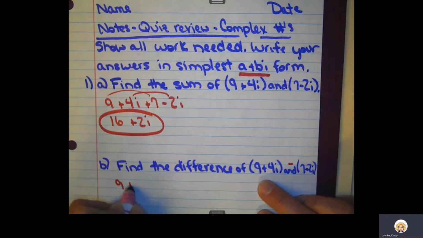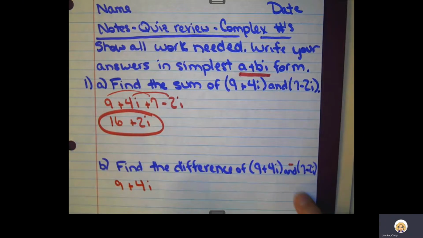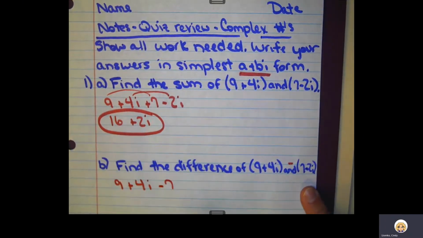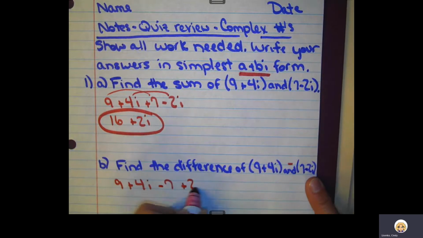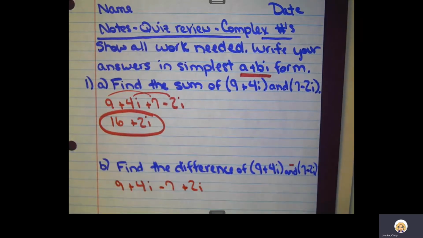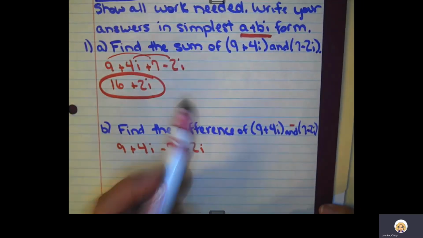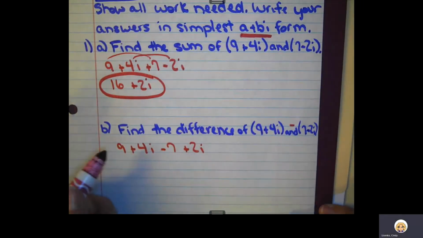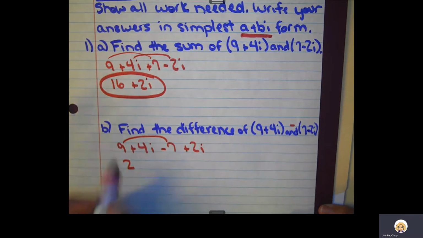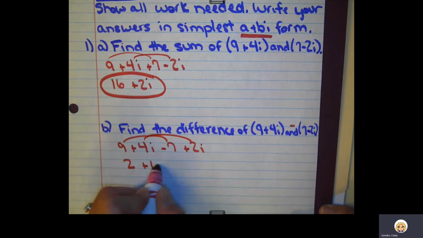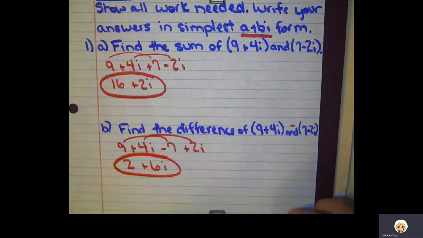So we're going to rewrite it like we did above. So 9 plus 4i. And now I'm changing the sign. So instead of a 7, it becomes minus 7 since I'm subtracting. Instead of minus 2i, it becomes plus 2i because I'm subtracting the negative 2i. Now we combine like terms. So I combined the non-imaginary parts first. So 9 minus 7 is 2. And I combine the imaginary. 4 plus 2 is 6. So we have plus 6i. So there's your answer for example B.